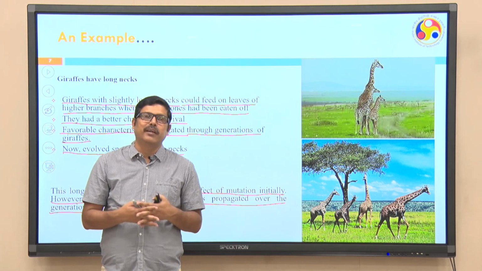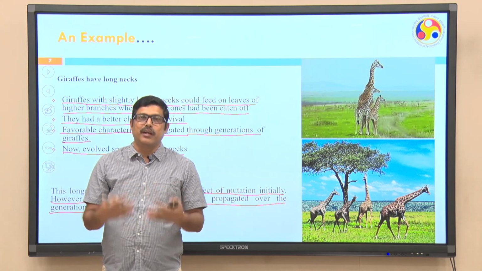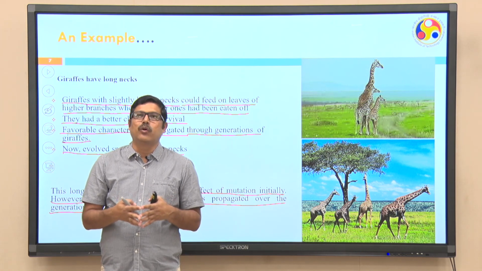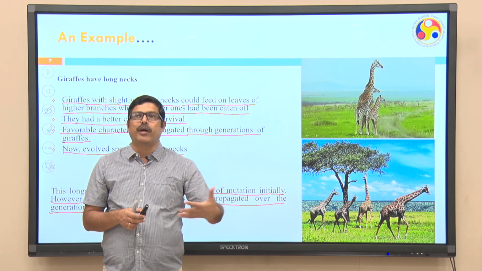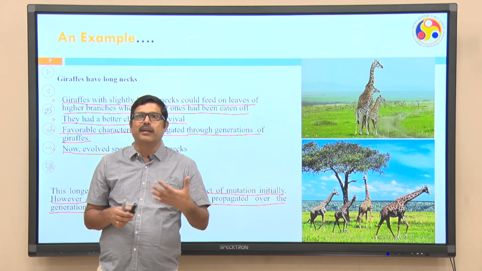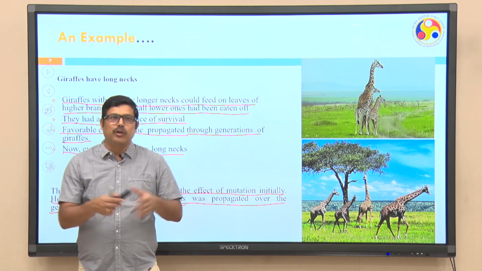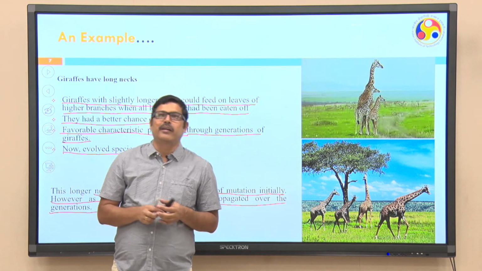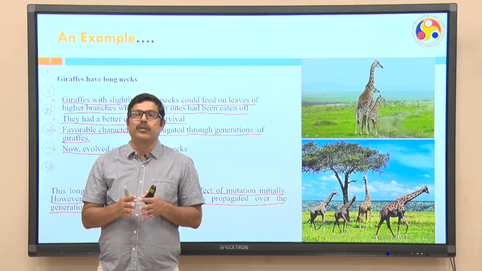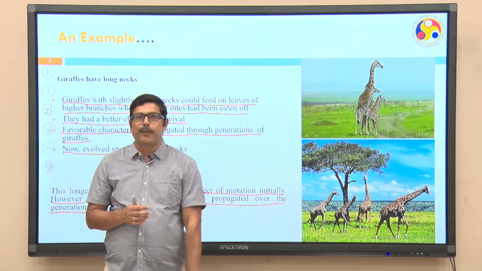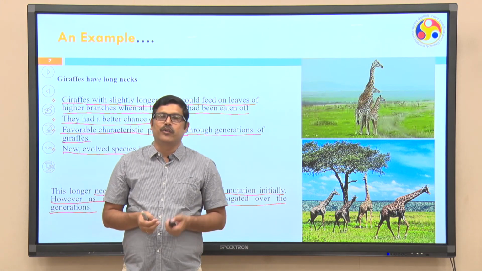Now, this species can survive with lesser oxygen. Okay. So, we call it adaptation. So, we can adapt to a new environment, and that is propagated through generations, and then after a few generations, they will be able to survive with lesser oxygen at that higher altitude.